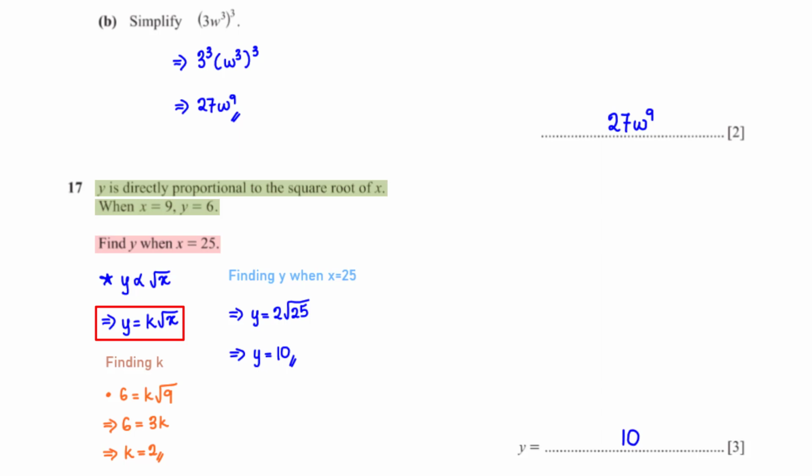To get k, we plug in the values of x and y given in the question. This gives us 6 equals k times square root of 9. Square root of 9 is 3. When we divide both sides by 3, we have k equals 2. Now that we have the value for k, when x is 25, y equals 2 times square root of 25, which is equal to 10.